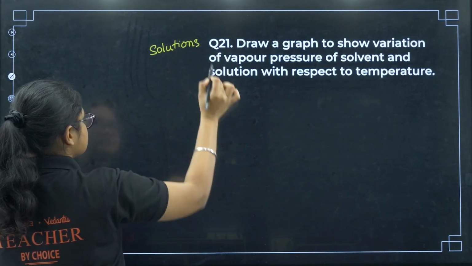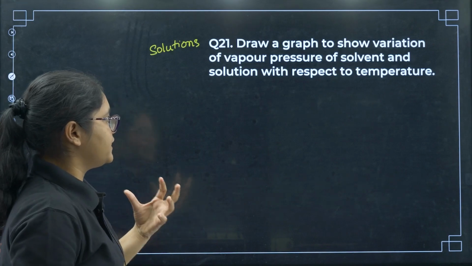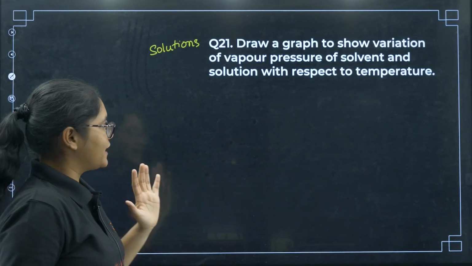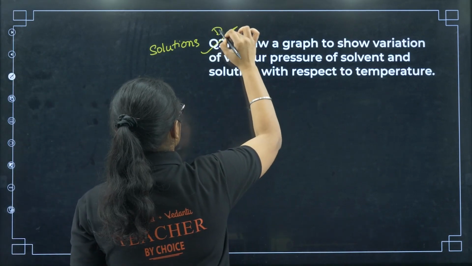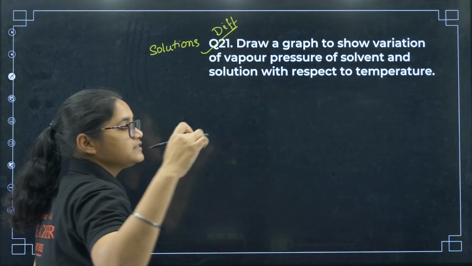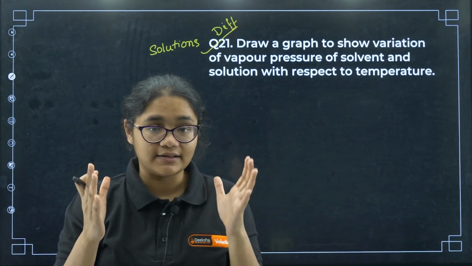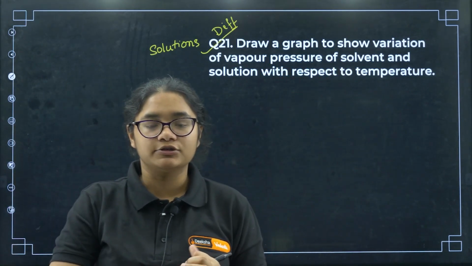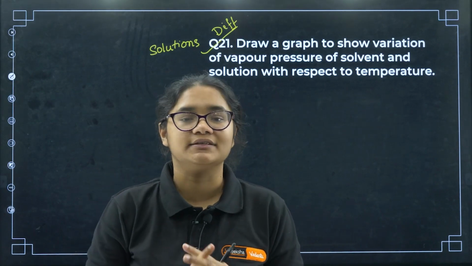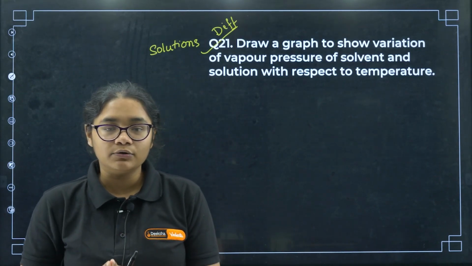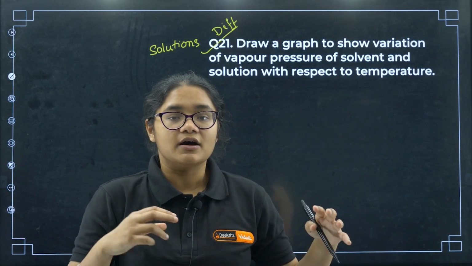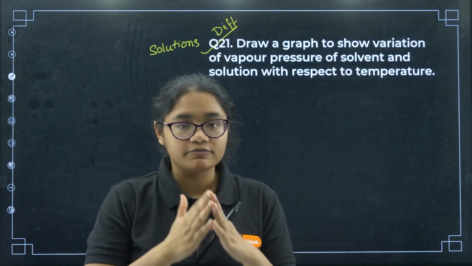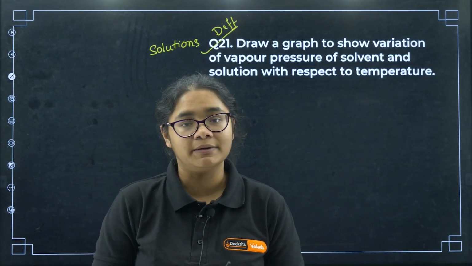Okay, so this is very simple. Draw a graph to show the variation of vapor pressure of solvent and solution with respect to temperature. So I can say this question is difficult. Why? Because directly the graph is not given in the textbook with the same terms used. And very few of us actually observe what is there on the x-axis and what is there on the y-axis. If the question is given to you as draw the graph for the change in the boiling point of the solution and the solvent, then all of you will be able to do it.